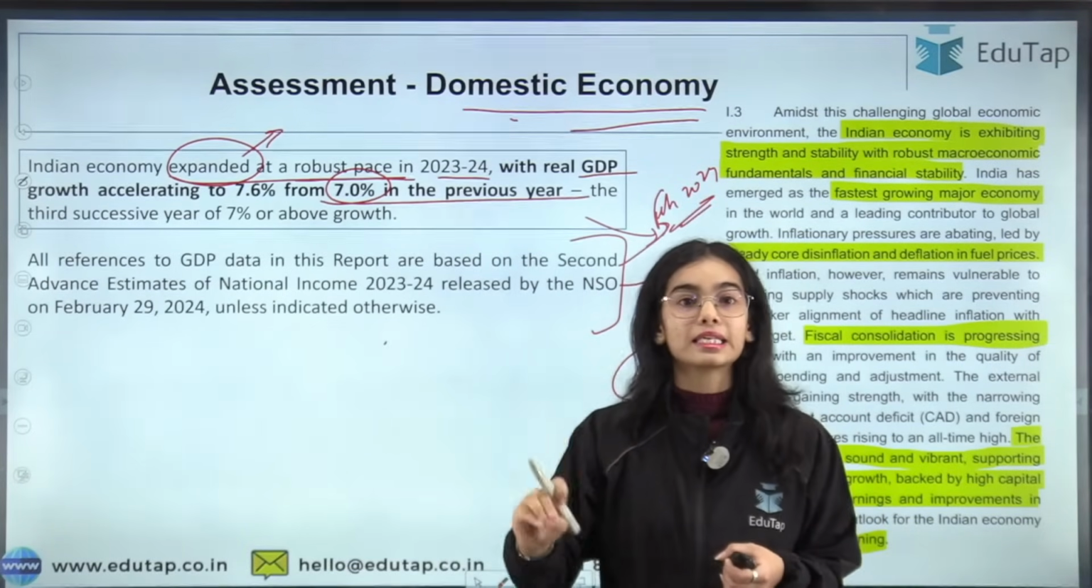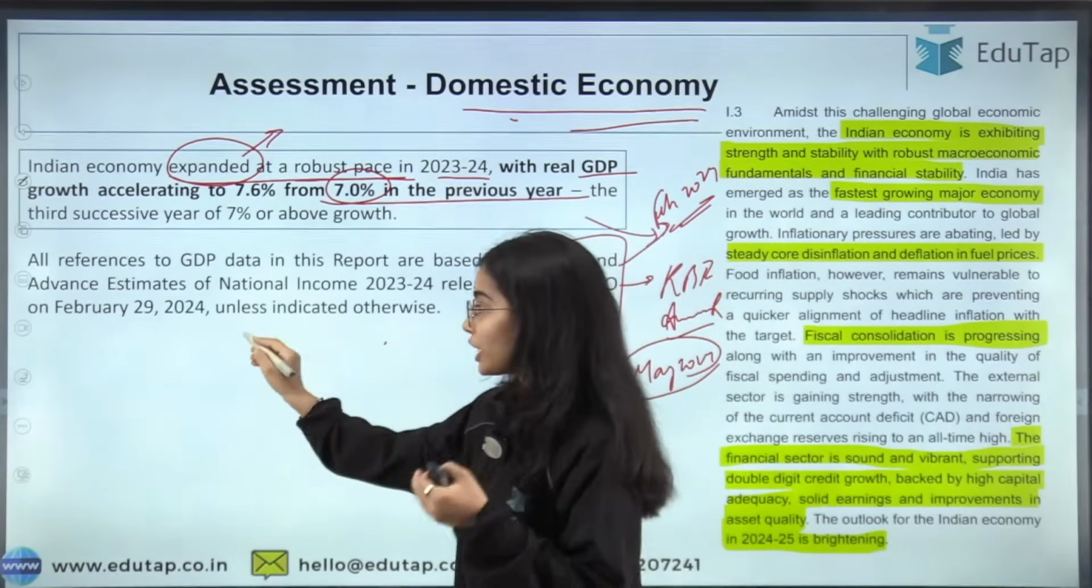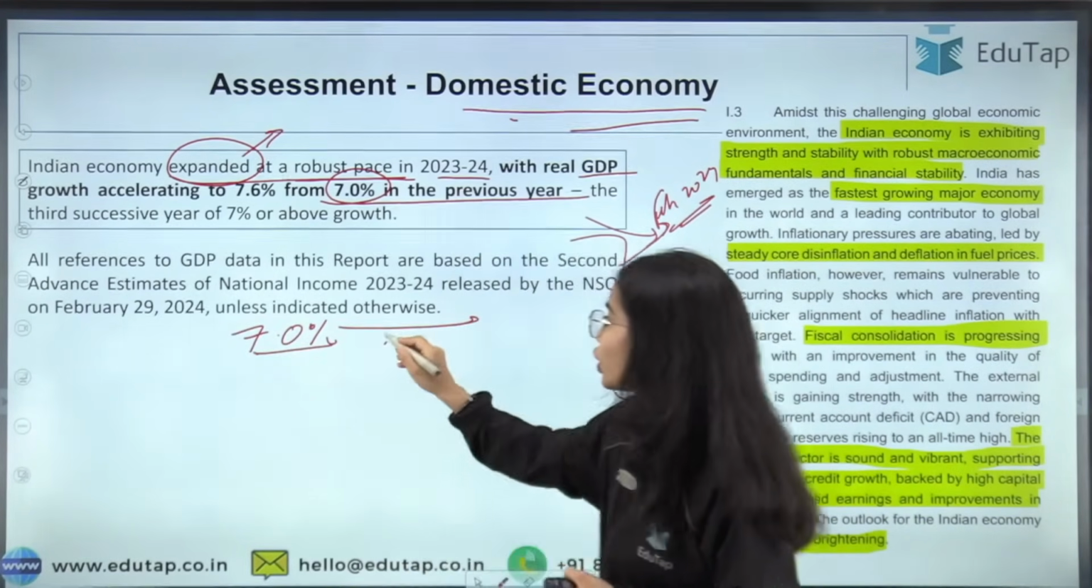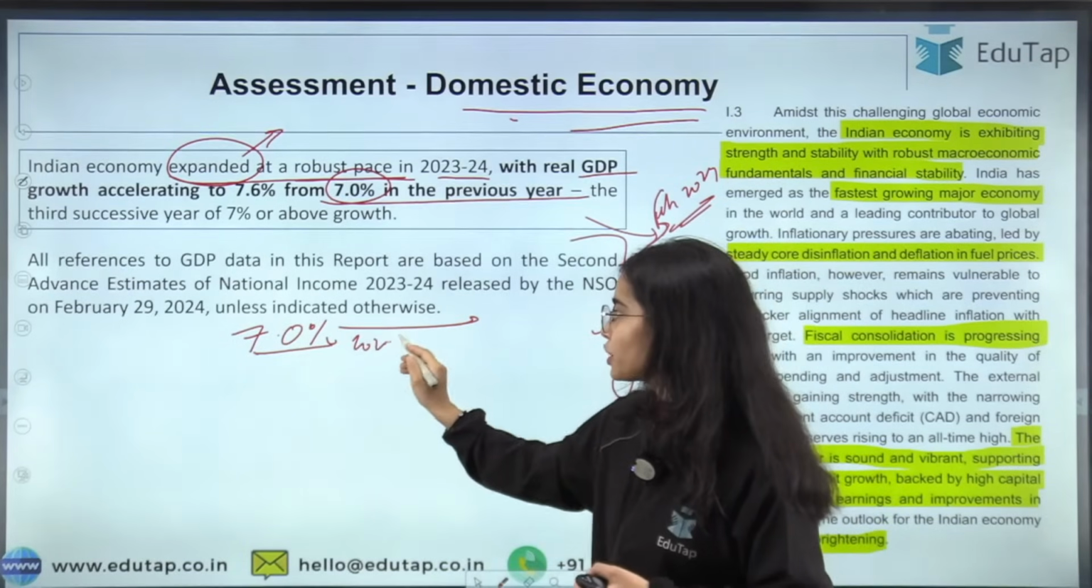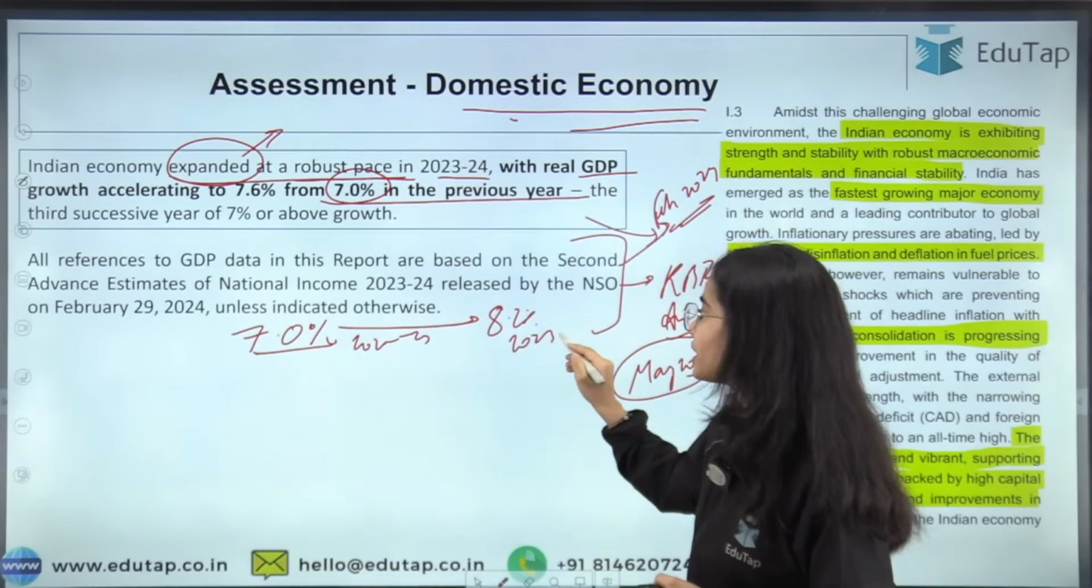The NSO has released its provisional estimates. As per the provisional estimates, our economy has grown from 7.0% in the previous financial year 2022-23 to 8.2% in 2023-24.